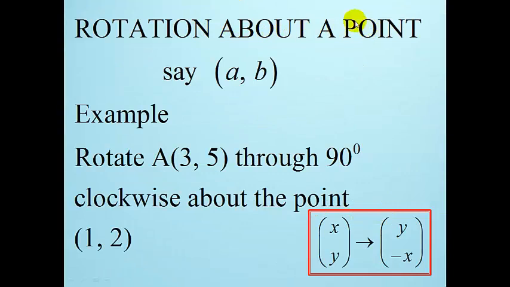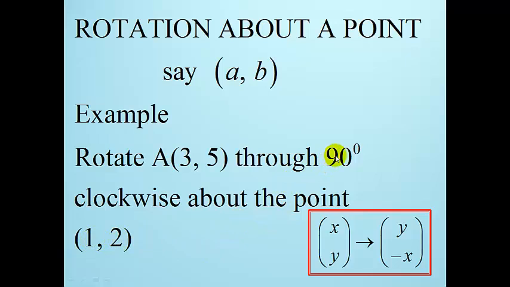Rotation about a point. Say AB. Now, it is not rotation about the origin, but rather about a point. Example: rotate A (3, 5) through 90 degrees clockwise about the point (1, 2). So we are rotating the point A (3, 5) about the point (1, 2).